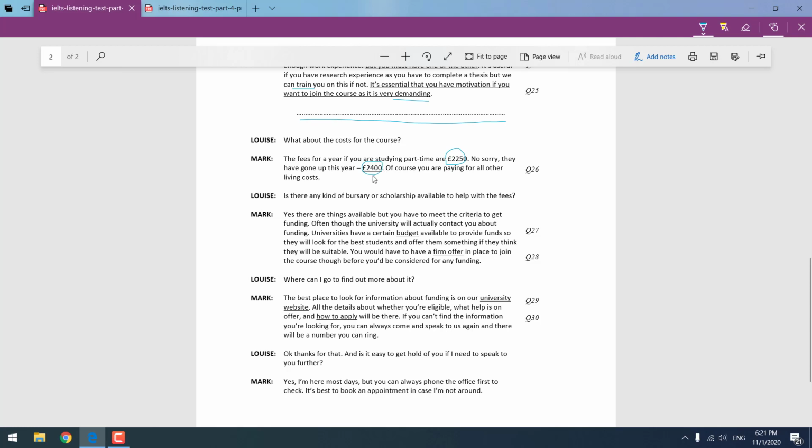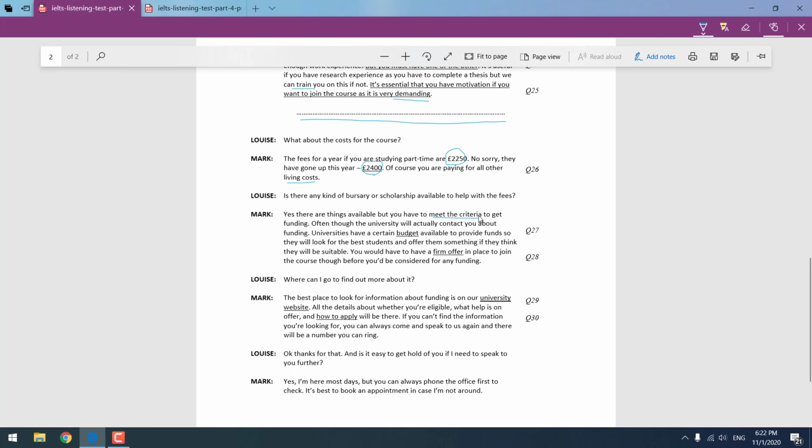Is there any kind of bursary or scholarship available to help with the fees? This is the word where I guess the French pronunciation is bourse, for example, as they say it. The scholarship, being funded, for example, by the university. Yes, there are things available, but you have to meet the criteria. To meet the criteria, there are admission criteria actually, where people need to meet them. People meet the criteria, meet the demand, meet the need, meet the whatever, and this means that they are qualified. They have the qualifications necessary to actually be admitted.